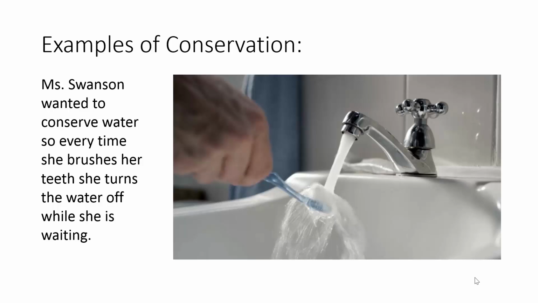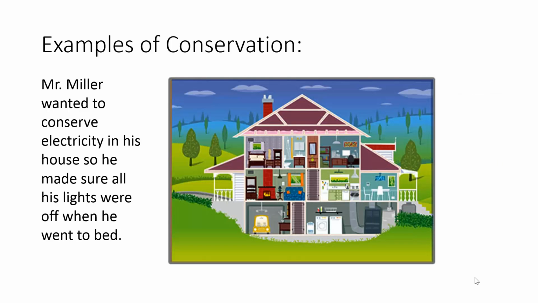Miss Swanson wanted to conserve water, so every time she brushed her teeth, she turns the water off while she is waiting. Let's take a look at another example. Mr. Miller wanted to conserve electricity in his house, so he made sure all his lights were off when he went to bed. These are two great examples of conserving energy and conserving water.